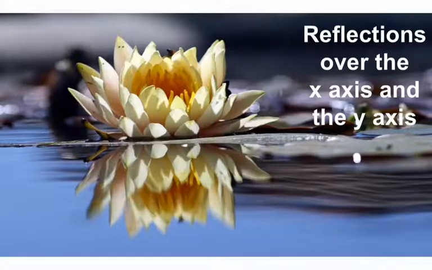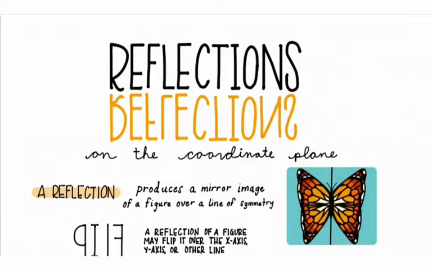Today we are going to talk about reflections. We're going to talk about reflecting them over the x-axis and the y-axis on a coordinate plane. So a reflection is just like what you would think, a reflection in the water or a reflection in the mirror. Okay, so a reflection on the coordinate plane produces a mirror image of a figure over a line of symmetry. So a reflection means that we are going to flip it. So a translation was a slide, and a reflection is a flip.